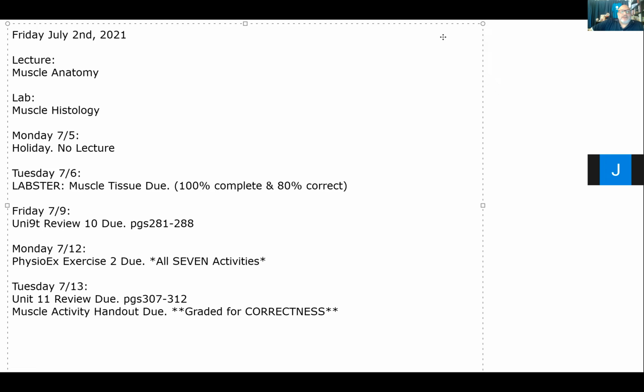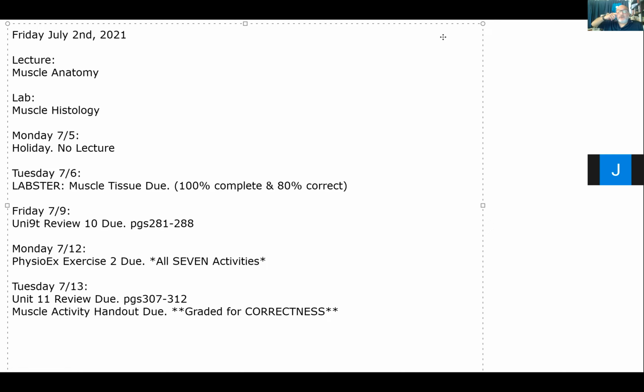A handful of assignments. First, Monday is our holiday, so we do have a nice 3-day weekend. So I know you may be a little hungover from the exam from yesterday, but you'll have a nice 3-day weekend to get ahead of the material, and I strongly do encourage you to use that time for that. As a small carrot to encourage you to do that, you do have a Labster activity on the muscle histology called muscle tissue. Again, you must complete all of it and get it at least 80% correct for full credit.